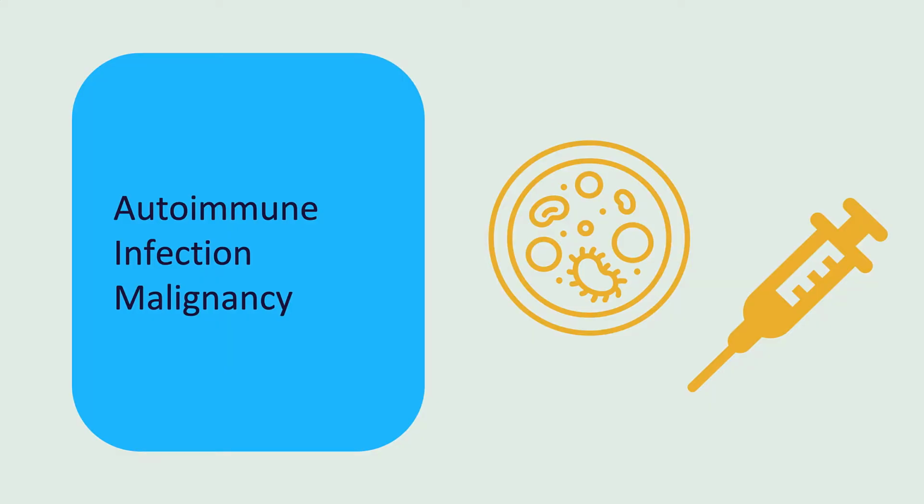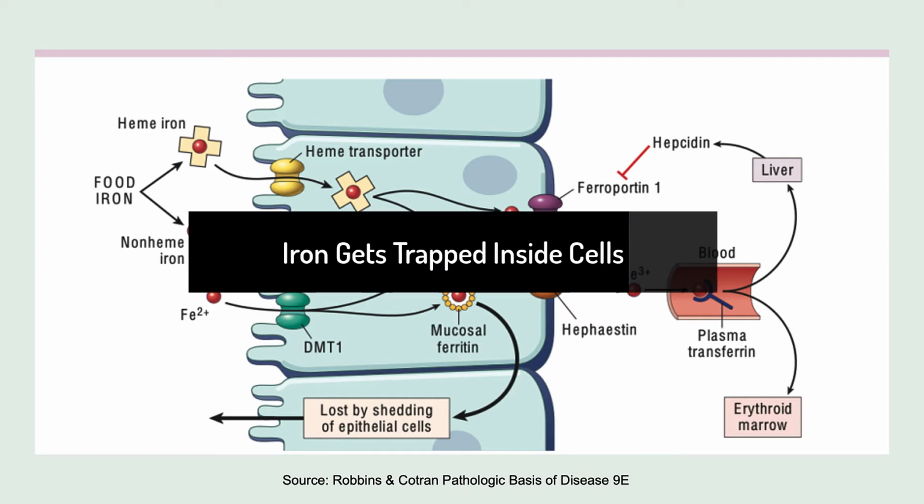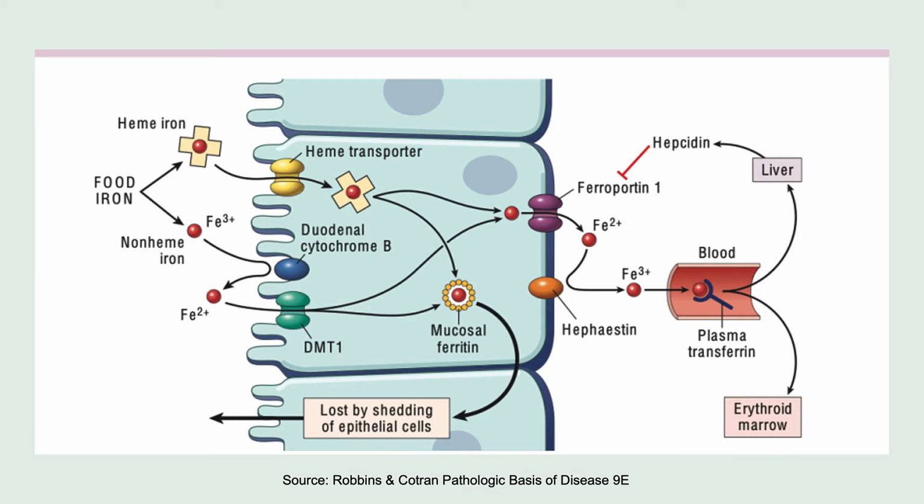When does this usually happen? When you have any autoimmune condition, infection, or malignancy, this causes the release of interleukin 6 and it starts the whole process. So, why does anemia of chronic inflammation develop, or how does this happen? In anemia of chronic inflammation, iron gets trapped inside the cell. So despite having enough iron, it cannot be used for the synthesis of hemoglobin. But how does this process take place and what regulates this?